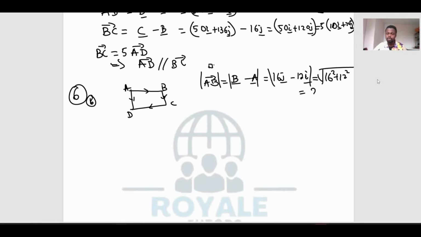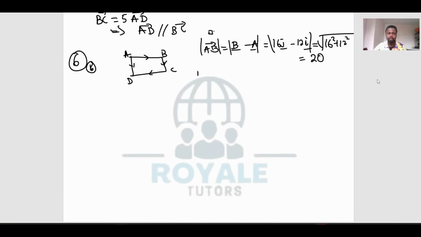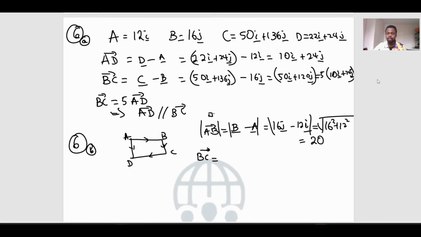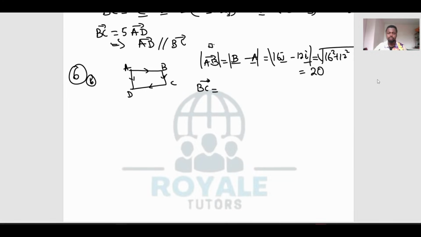Okay, so this gives me 20. Then if I want to find BC, I think I found BC already, which is 50I plus 120J. So if you're doing the magnitude, that'll be the square root of 50 squared plus 120 squared. So this should give you 130.